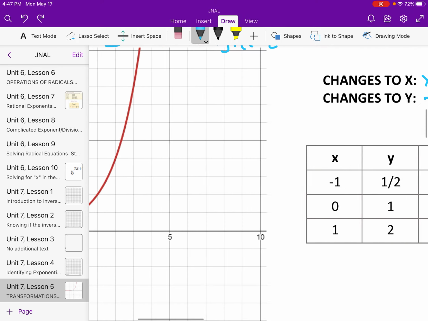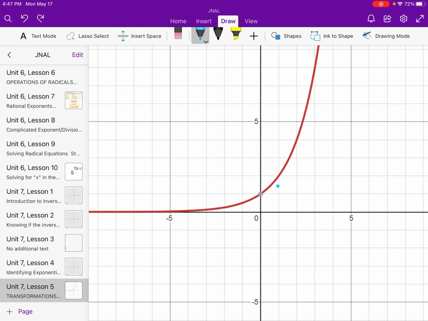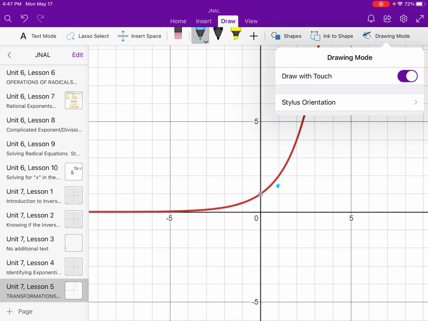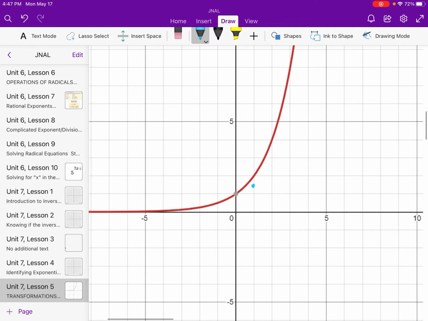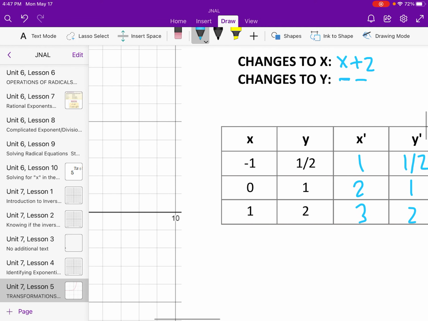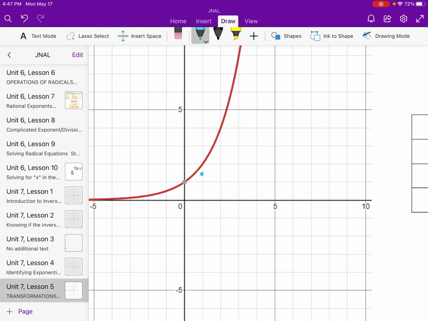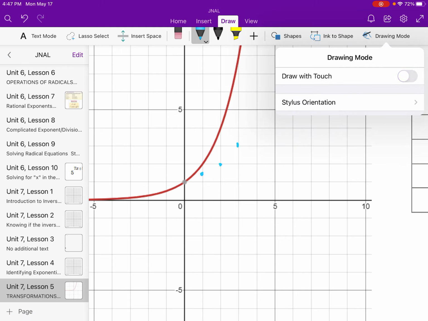So we have 1, 1/2. That would be right here. Obviously these aren't that many points. We're only given 3. I just did that for sake of time. Then we have 2, 1 and 3, 2. Those are the only points we have, so we just have to do our best to draw what this would look like.